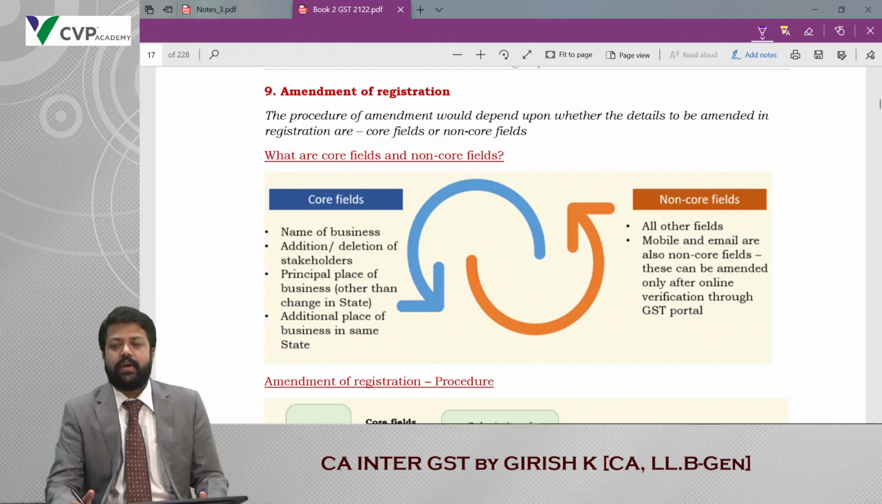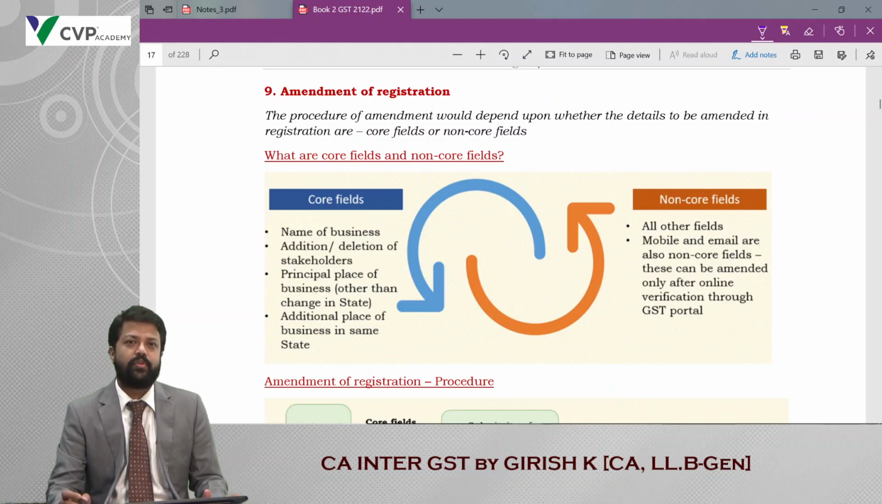Let's say there is an LLP having three partners, and they start the business, get the registration done, and after 6 months, a fourth partner is coming as an additional partner in the business of that LLP. So accordingly, the change in the constitution, meaning the addition of a partner, needs to be intimated to the department or government authorities, and that is done through the means of amendment to registration. So in the registration tab, we have to go and make those amendments.